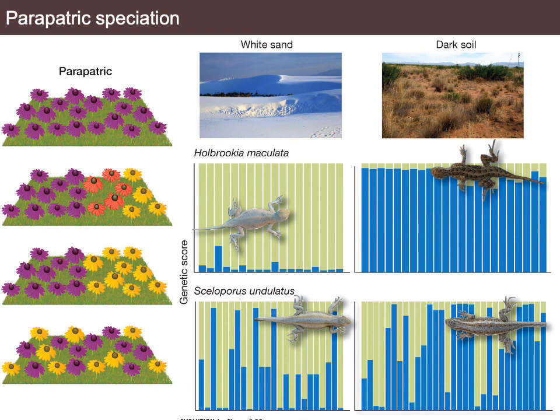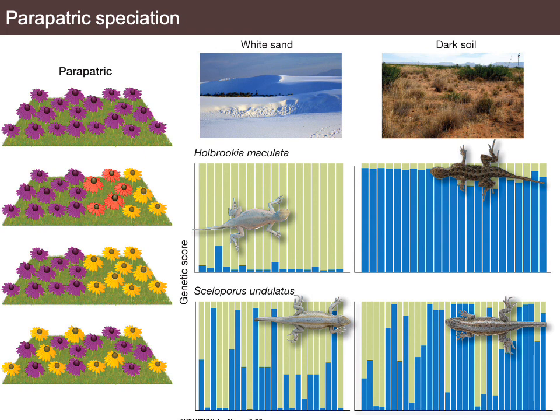And what we've got below the images of the sand soil are two different structure plots for Holbrookia maculata and Sceloporus undulatus. Okay, so I want to make sure that you understand what these structure plots are showing. Each of these vertical bars, whether it be blue or green or both, is illustrating a single individual. So every one of those bars is an individual lizard.